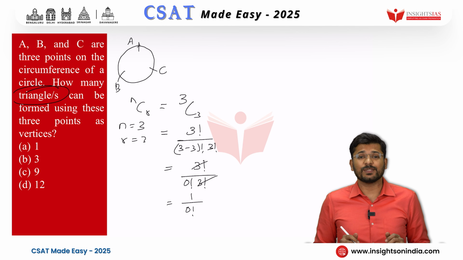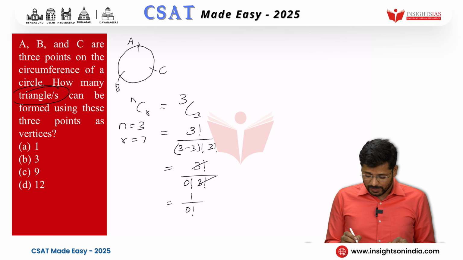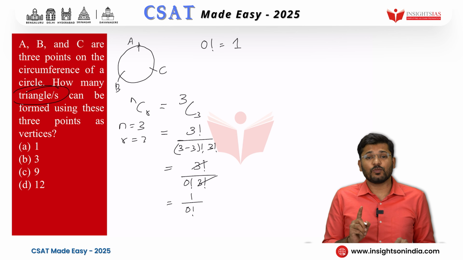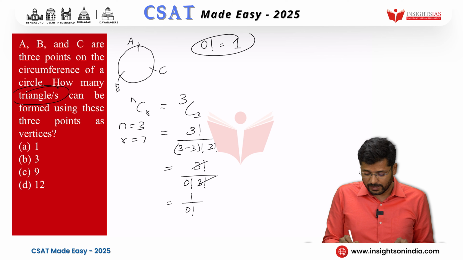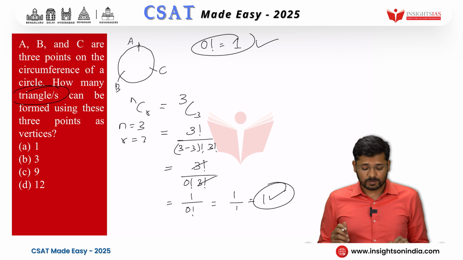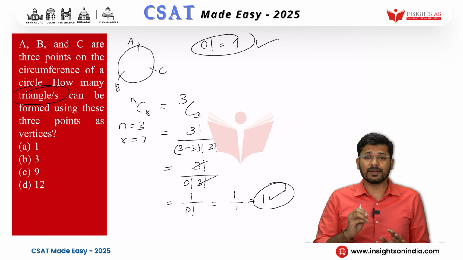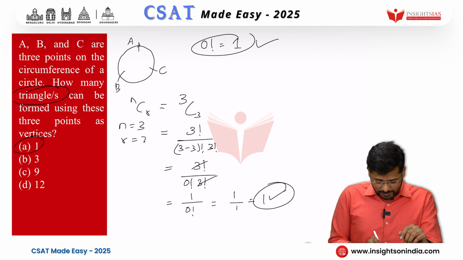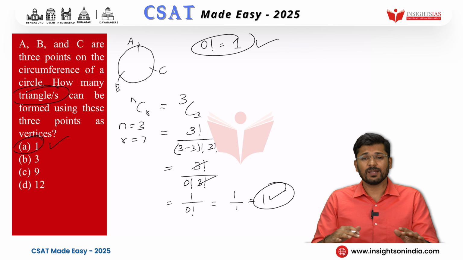So is it 1 by 0? Is it infinity? No. Remember one thing, 0 factorial is equal to 1. 0 factorial is not 0. 0 factorial, it is 1. So here that would be 1 by 1. So ultimately the answer would be 1. So using 3 points on a circle, how many triangles can you form? You can form only 1 triangle. So the answer is 1. Okay. So we understood the concept of combination and we also understood the formula of combination using these 2 problems. Let's go to an exam level question now.